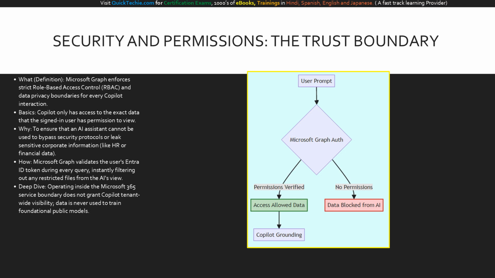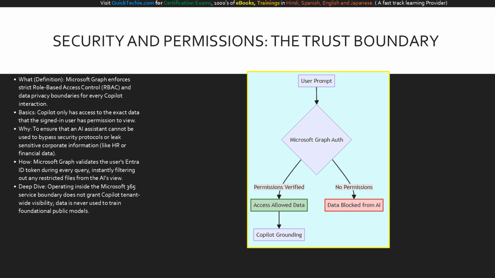Let's move to our second slide, which addresses the most common question leaders ask: is our data secure? With Microsoft Graph, the answer is a definitive yes. What we are talking about here is the trust boundary. Microsoft Graph enforces strict role-based access control, or RBAC, across every Copilot interaction.